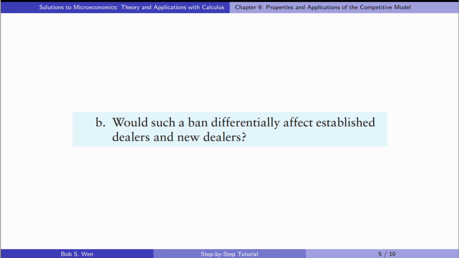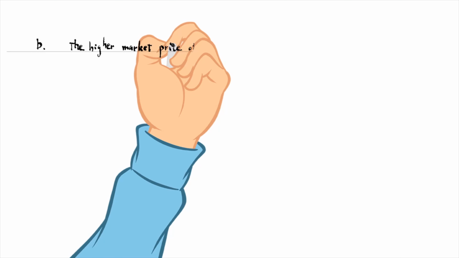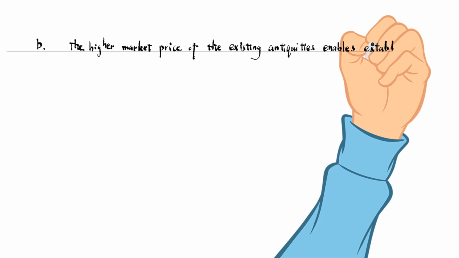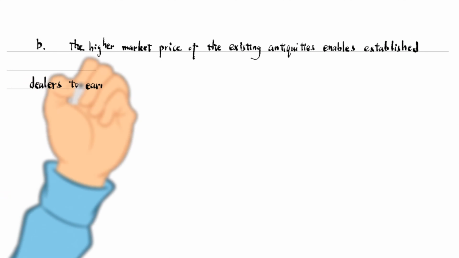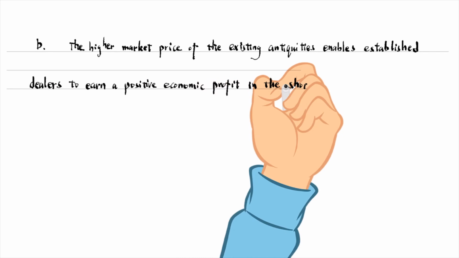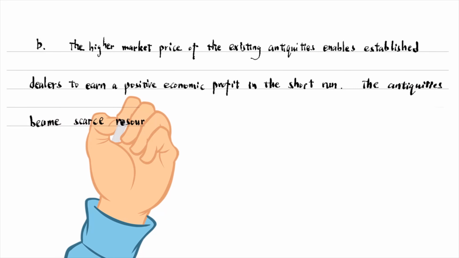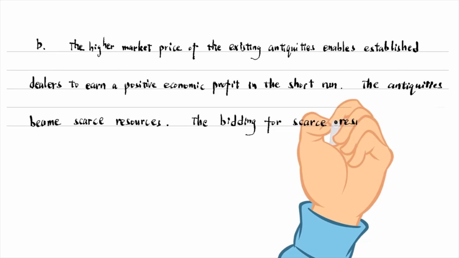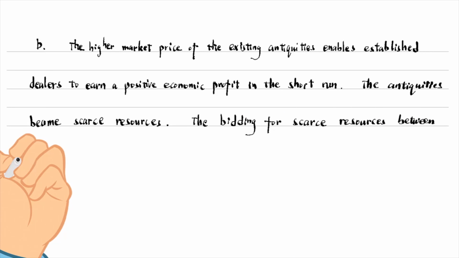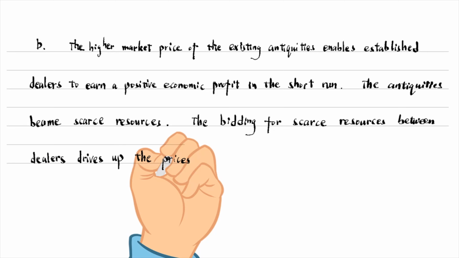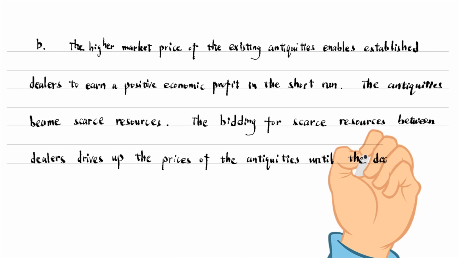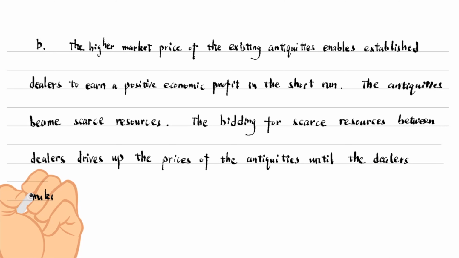In Part B, would such a ban differentially affect established dealers and new dealers? The higher market price of the existing antiquities enables established dealers to earn a positive economic profit in the short run. The antiquities become scarce resources. The bidding for scarce resources between dealers drives up the prices of the antiquities until the dealers make zero economic profit in the long run.